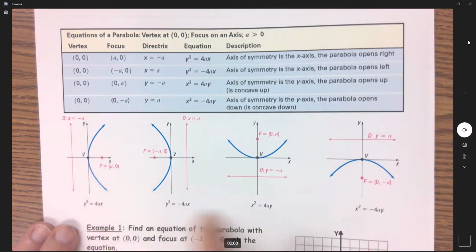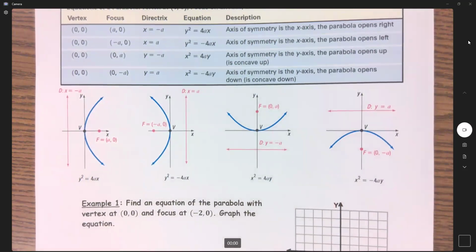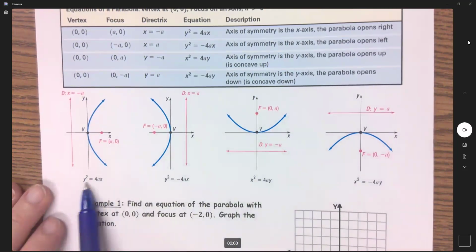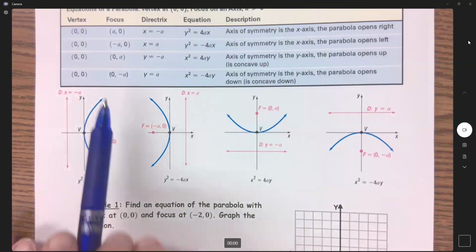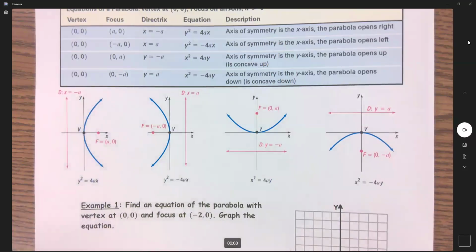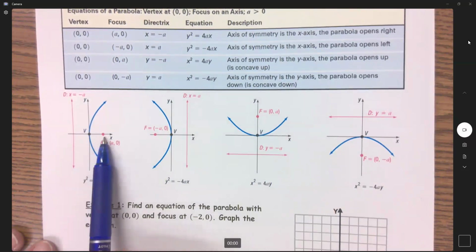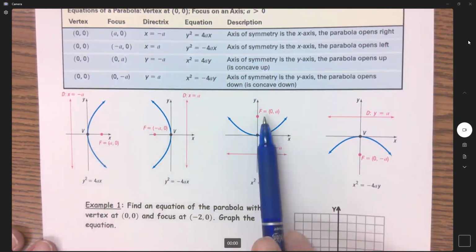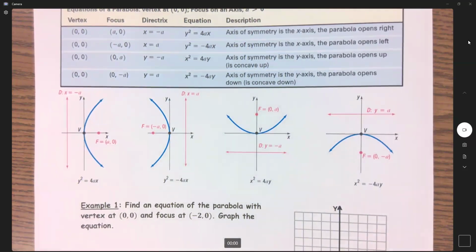But if we compare these equations here, it seems to me like the hardest part might be which graph am I going to get, which formula am I going to get. So we want to look at the relationship between things. Pay attention to the focus and the vertex. Is the focus to the left of the vertex or to the right of the vertex? Is the focus above the vertex or below the vertex? You can look at the relationship between those.